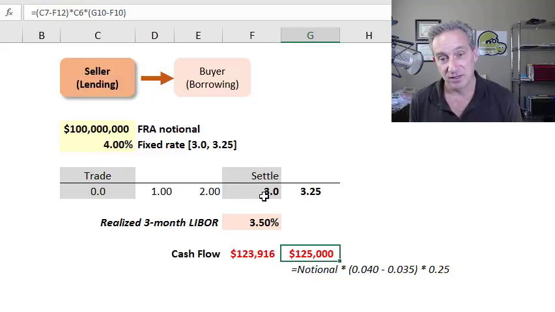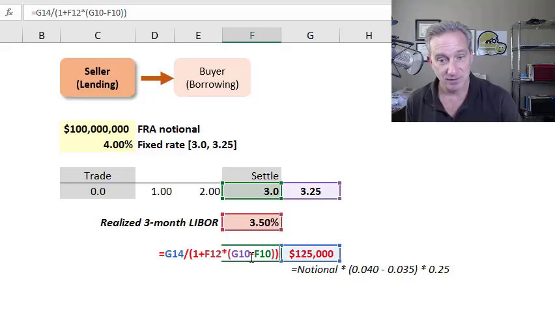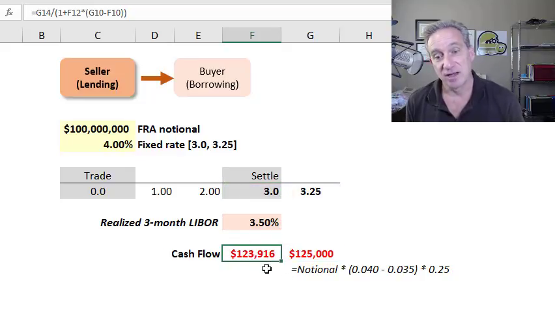However, we are here at the end of 3 years when we can make this determination, so we could also simply present value that amount to the settlement date and we'll be done. And so the present value of that $125,000 happens to be $123,916, discounted at the same three-month LIBOR. And so you'll notice, from the perspective of the seller, this cash flow is positive, so they are receiving this amount, and the buyer is losing this amount. So the buyer is paying $123,916 to the seller, so the seller profits, buyer loses.